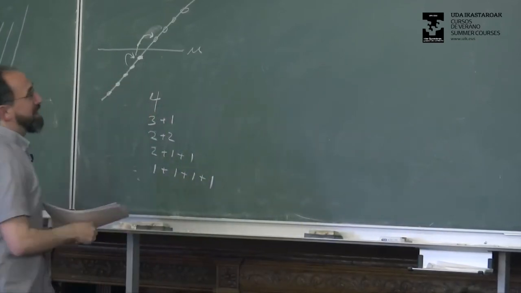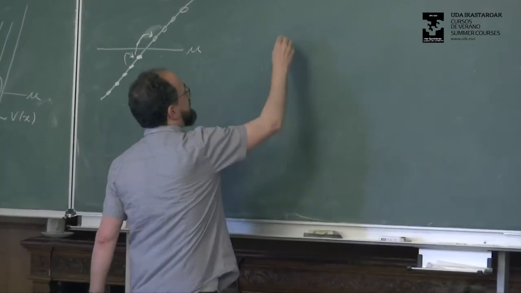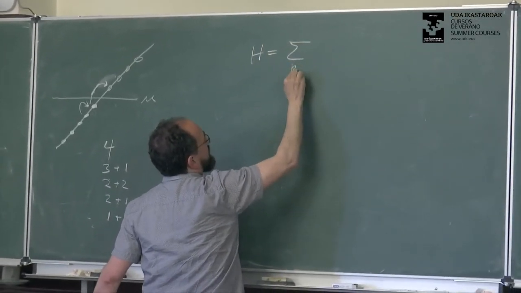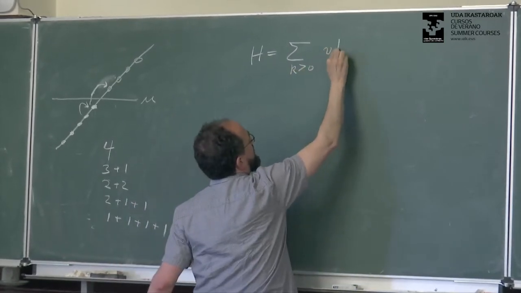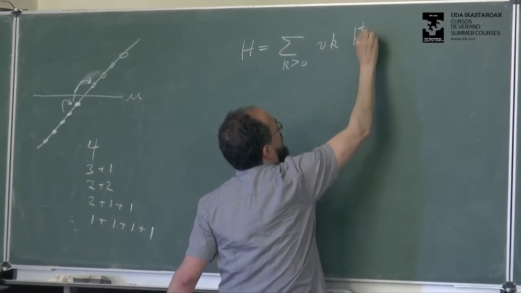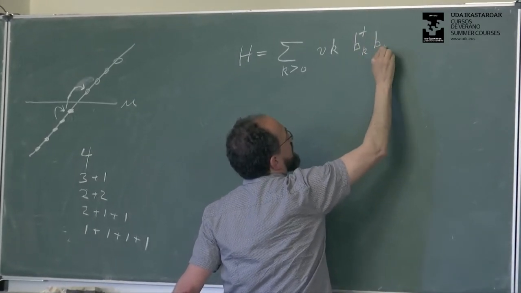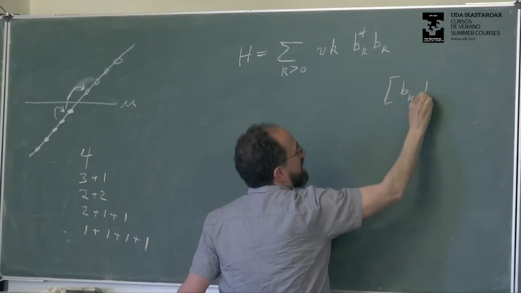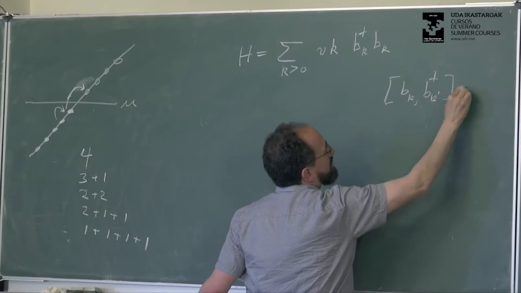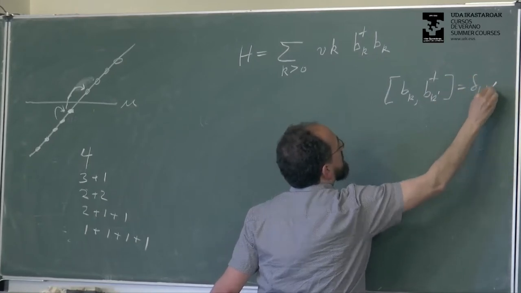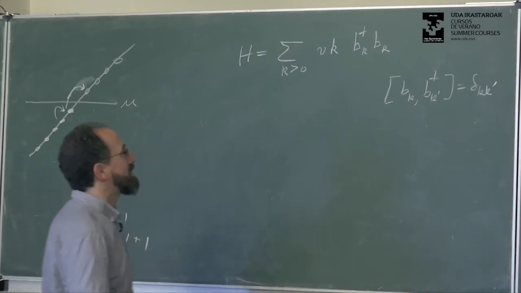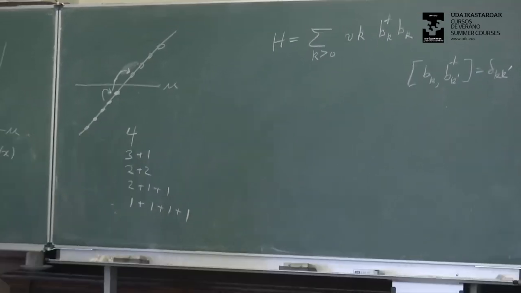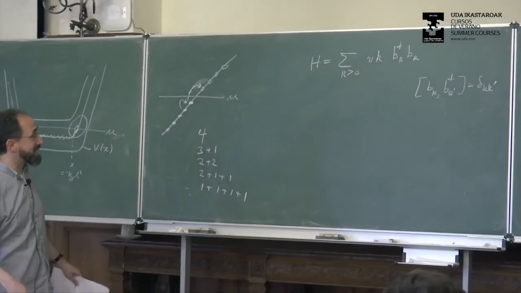Charlie promised us that we can write a Hamiltonian for bosons in the following way, sum over k greater than 0, v times k, and then b dagger k, b k, where the b's are bosonic operators in the usual way, b k, b dagger k prime equals delta k k prime. Okay, I guess he had a plus 1/2, but I'm going to throw those out, the zero point energy. Just write it like this. This is like a phonon, a set of phonon excitations.